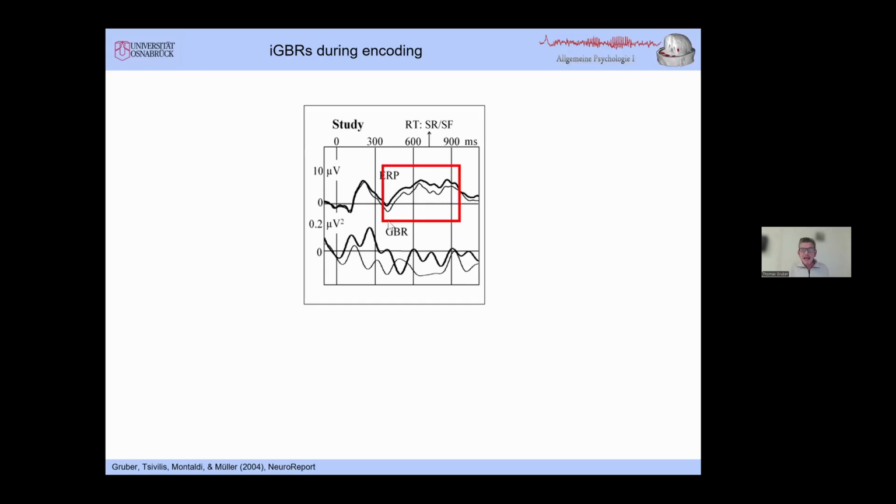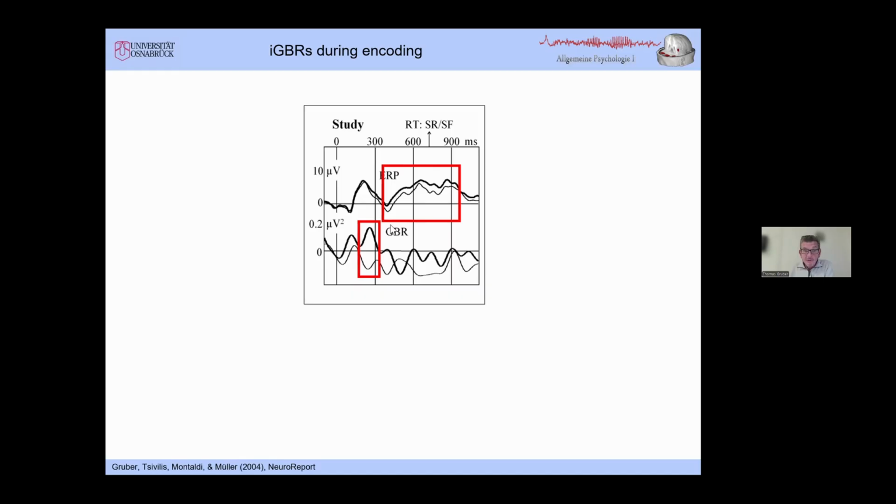You see the gamma band peak around 300 milliseconds is higher for subsequently remembered as opposed to subsequently forgotten items. So gamma is related to encoding. In the upper part of this figure, you see the conventional event-related potential. And obviously there is a difference as well, because this encoding was studied with ERPs for a long time, and there's a difference, but it's later.